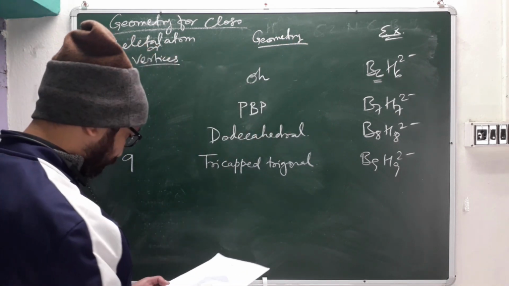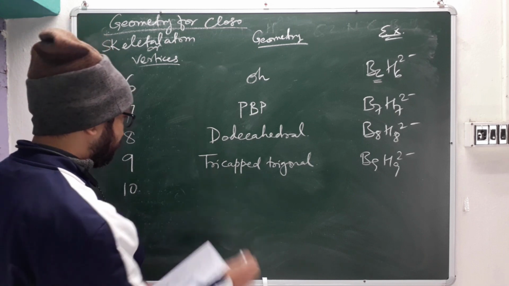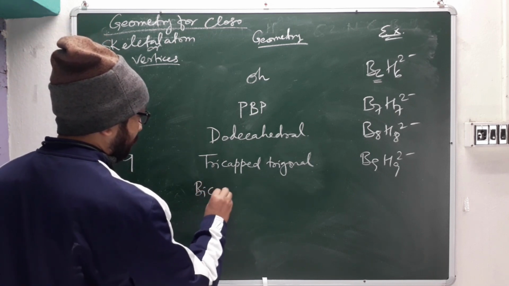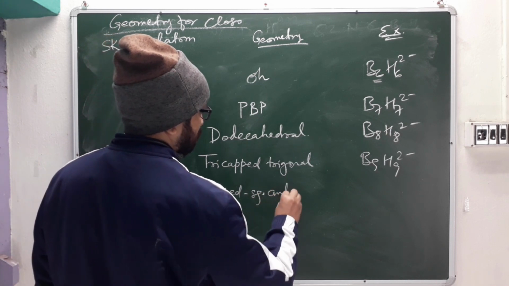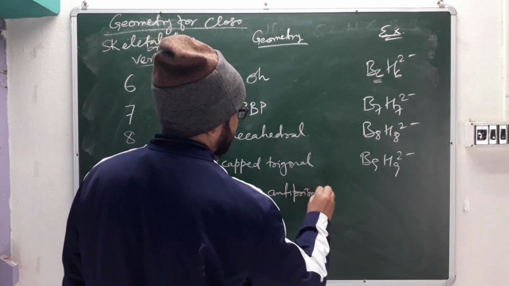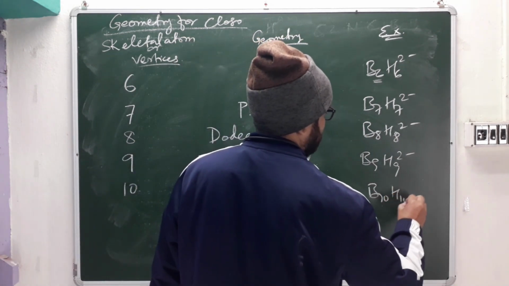Then next will be, I guess, 10. That is bicapped square antiprismatic, right? It will be B10H10 2 minus.